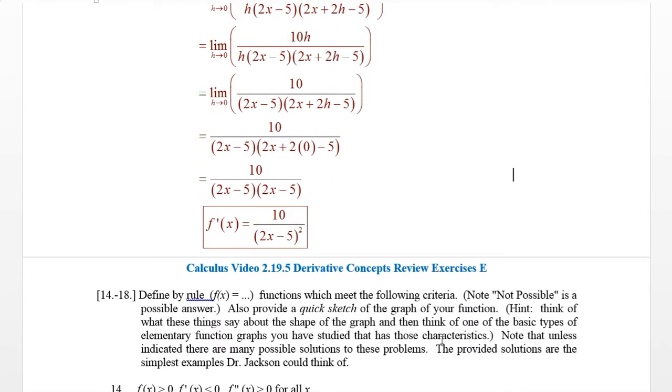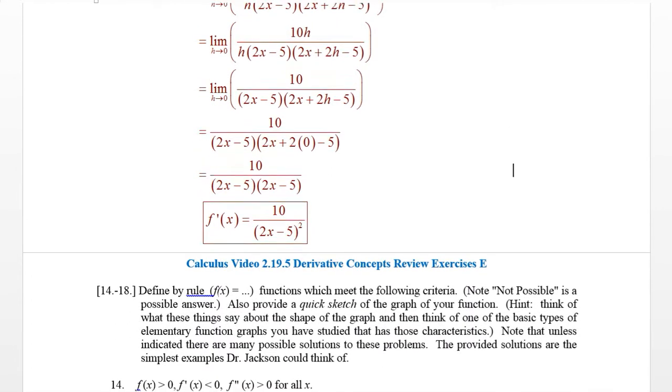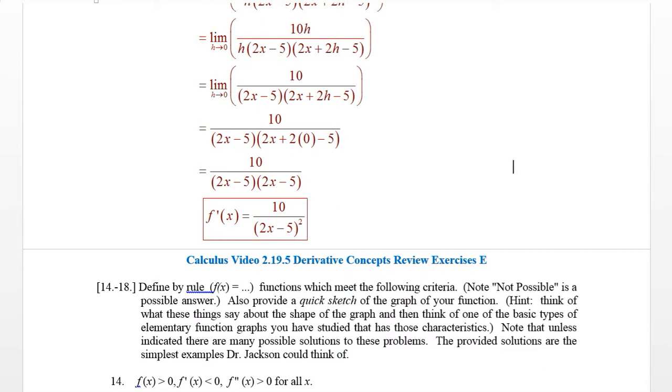Okay? So, for example, the first one here has f of x is greater than 0 for all x, f prime of x is less than 0 for all x, and f double prime of x is greater than 0 for all x. So what do those three things say about the function and the graph of it, and can you come up with a function that fits those characteristics?